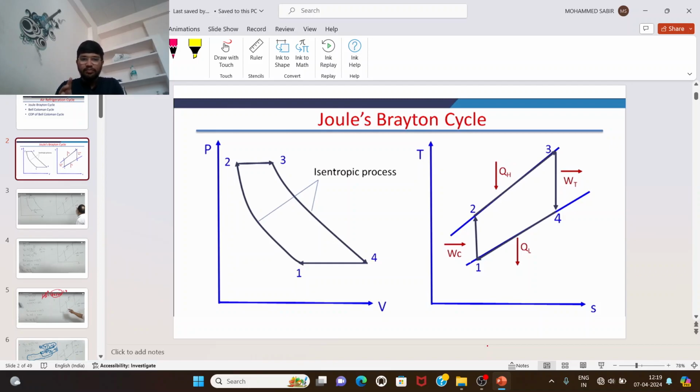In the Joule Brayton cycle, it is basically a power generation cycle. Here 1 to 2 is isentropic compression, and 2 to 3 is isobaric heat addition, and 3 to 4 is isentropic expansion, and 4 to 1 is isobaric heat extraction.